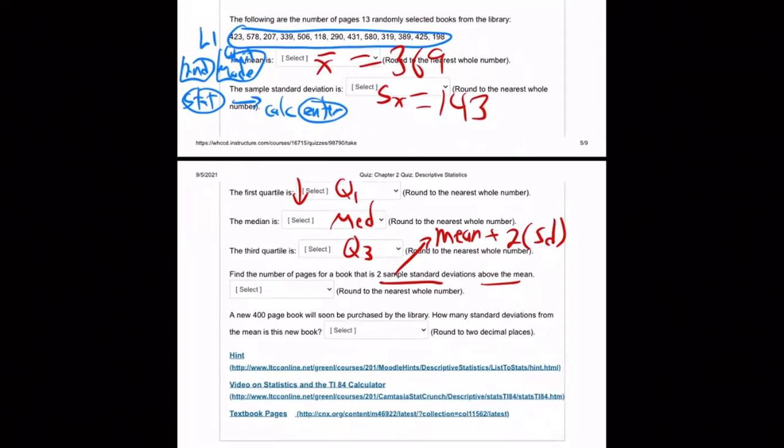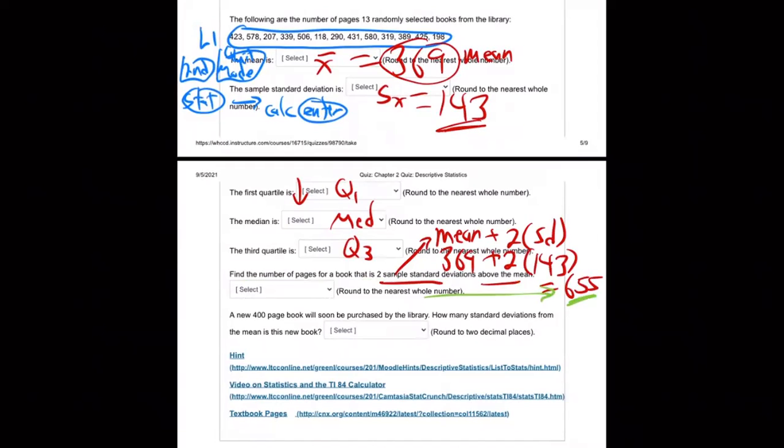So you've got to take the mean. What's the mean right here? This is the mean. So take 369 and add 2 times the standard deviation, the 143. So I hit the buttons on my calculator: 369 plus 2 times 143. I'm getting 655. Okay. So then on the next one, number of pages for a book that is 2 sample standard deviations, oh, we just did that one. So that'd be 655 pages. There we go.